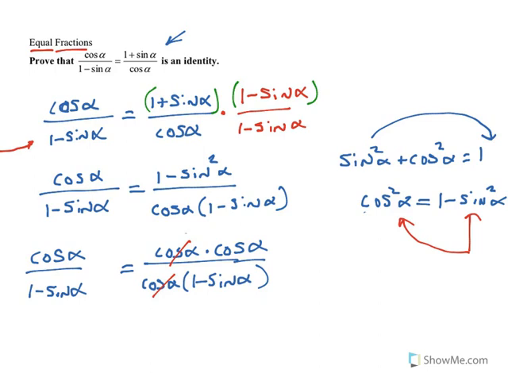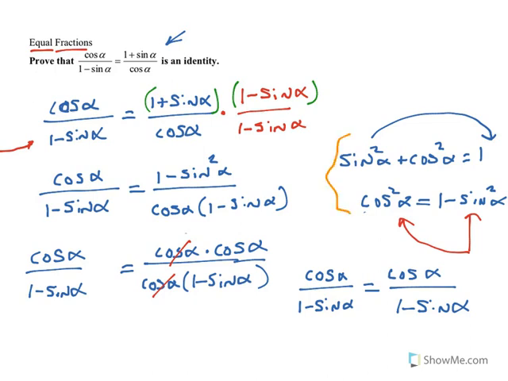So your last step would be just to rewrite that. So we're going to have the cosine alpha over 1 minus sine alpha equals, and then rewrite the right-hand side, and it's now identical to the left-hand side. So that should be our proof.